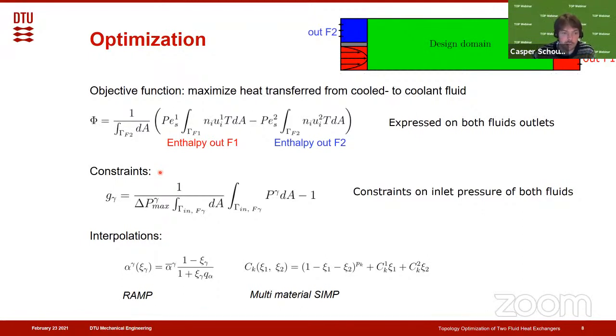Then, in order to ensure that we don't just get a large sponge of dense material, which is doing a very good heat transfer job but is a bit unrealistic, we have constraints on the pressure drop. These are formulated based on a reference pressure drop that could be the open channel, for instance. Then we also have interpolation, so we use a RAMP scheme for the Brinkman penalization factor, and a multi-material SIMP kind of scheme for the conductivity. It is a bit tricky to find a suitable setting for the power exponent here, but one should of course ensure that things are converging in a monotonous fashion. But studies have been performed on that before.